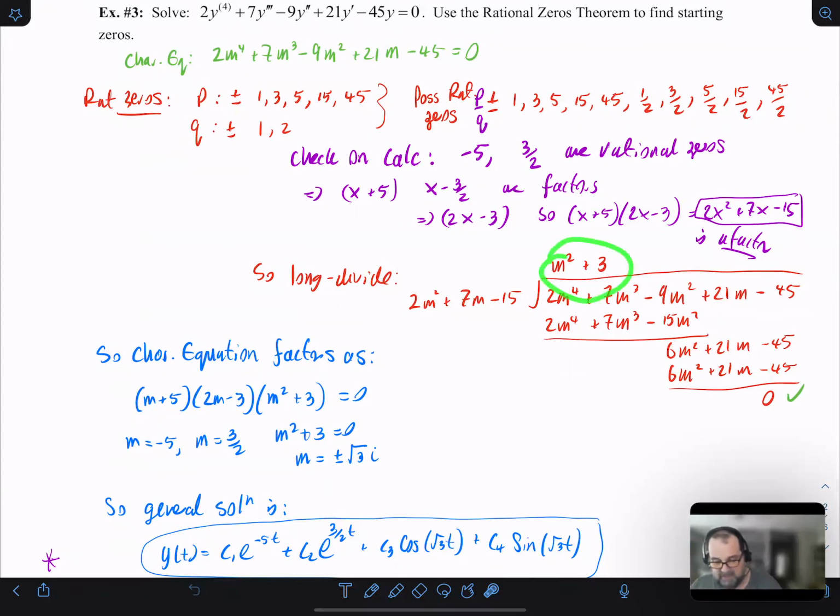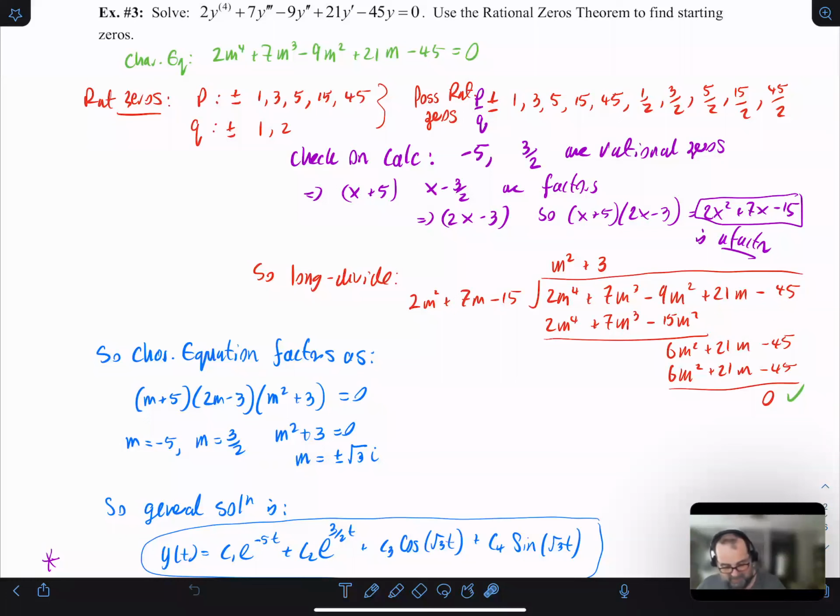Here is the quotient. This is the answer to the division problem, which tells us that our characteristic equation, this guy right here, actually factors like this. Again, we already knew the m plus 5, the 2m minus 3. This is the rest of it. It is an m squared plus 3. And so now we're in business.